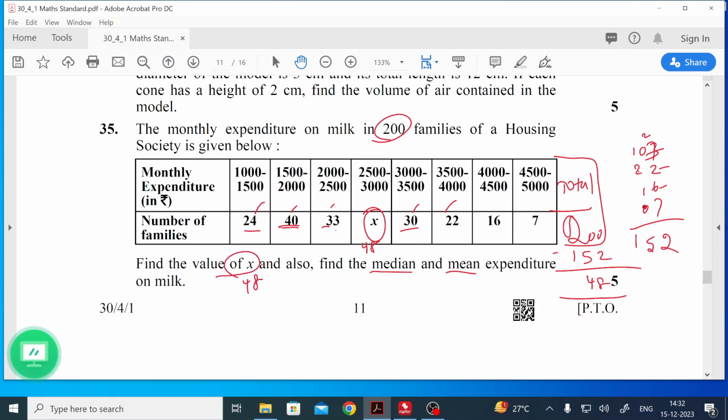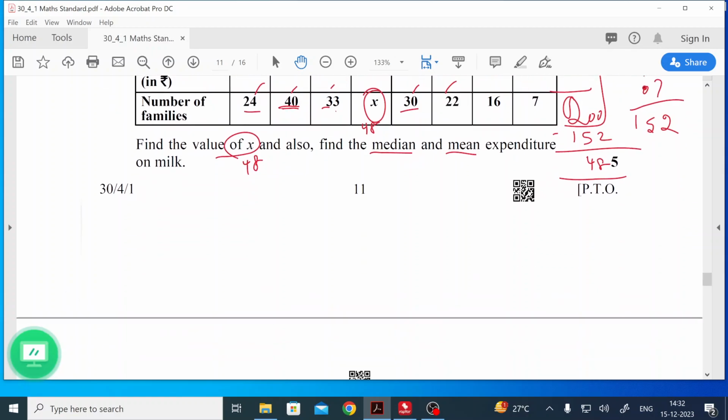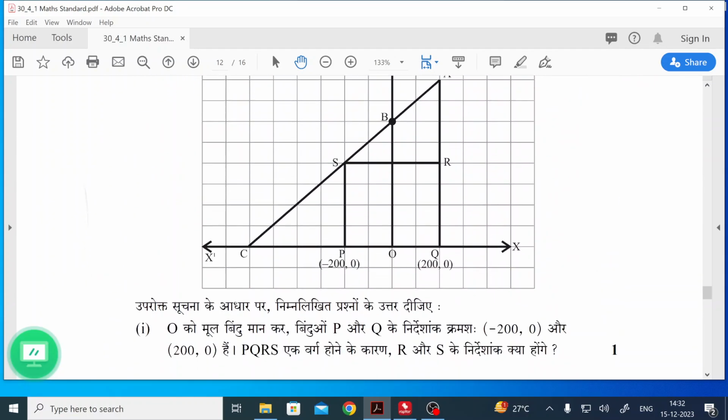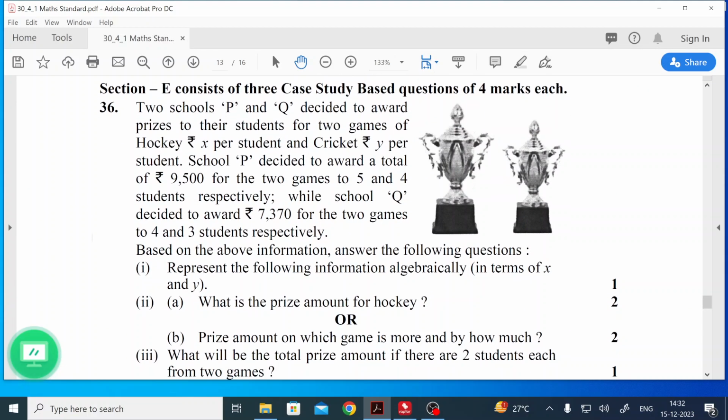Later it is a normal question. After finding the X value, you can find the median and mean very easily. Am I right? Okay. This question, I think, is very easy. They have given it a little easy.